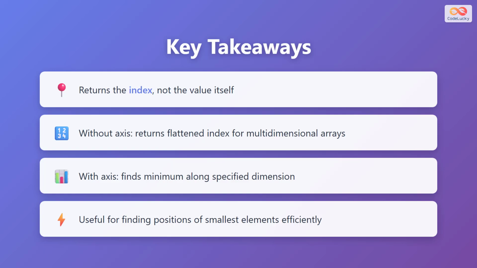Let's recap the key points. First, argmin returns the index position, not the value itself. Second, when you don't specify an axis for multidimensional arrays, it returns the flattened index. Third, using the axis parameter lets you find minimums along a specific dimension. And finally, this function is incredibly efficient for locating the positions of smallest elements in your data.